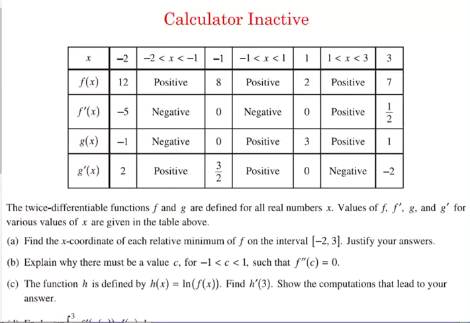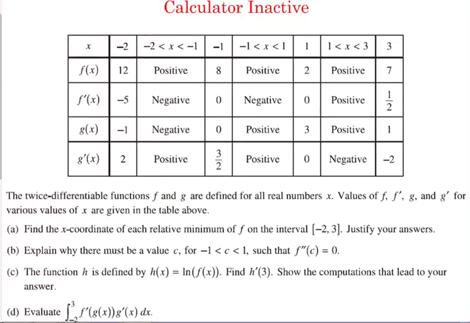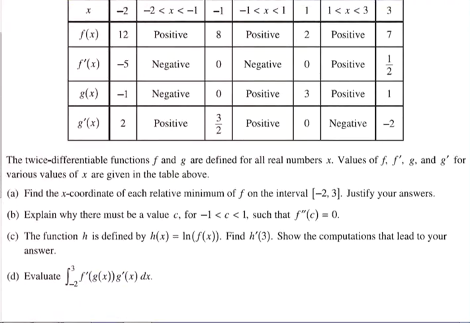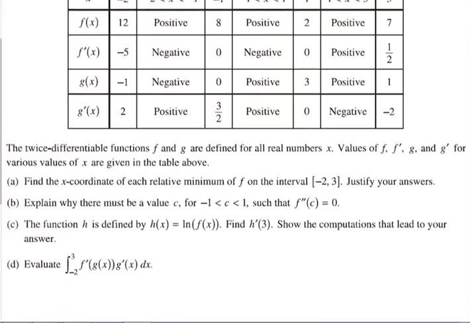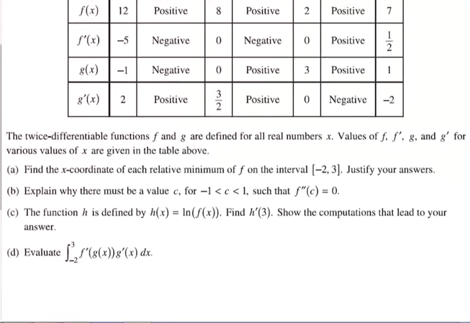So we can say that the function is decreasing from -2 to -1, and we know that it changes at -1. Well, it doesn't change, actually. It's still negative on the other side of -1, but that is a possible critical point. Anyways, that's just a little bit about the table. Let's get into the actual problem here. It does give us information about two different functions. We've got function f and function g, and then both of their derivatives.